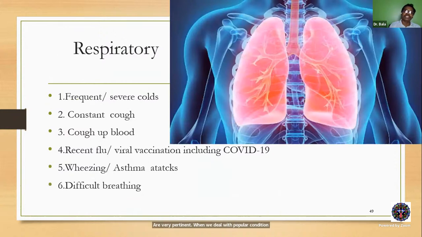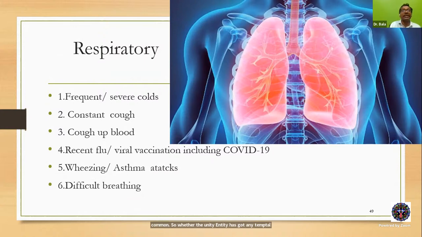Shifting gears, the respiratory symptoms are super important because tuberculosis is the most important disease which we are going to rule out. Frequent or severe colds, constant cough, blood in the sputum. Recently, post-COVID, vaccination-induced uveitis is so common. So we should note whether the uveitic entity has any temporal relationship following the vaccination, whether the first dose, the second, or the booster dose.